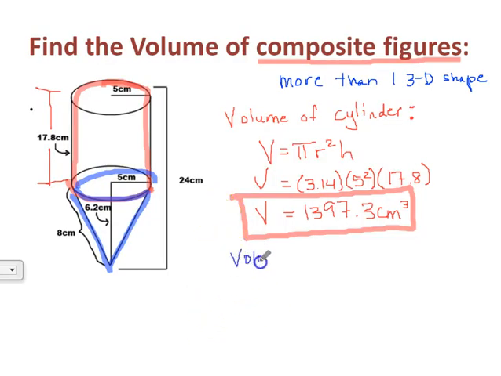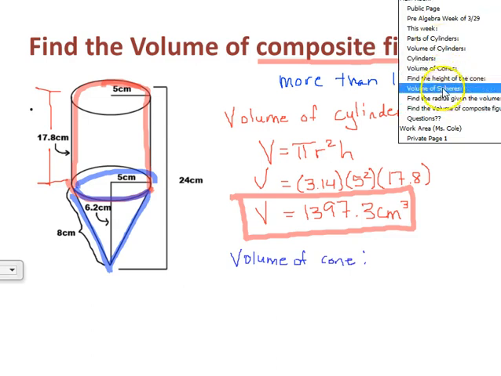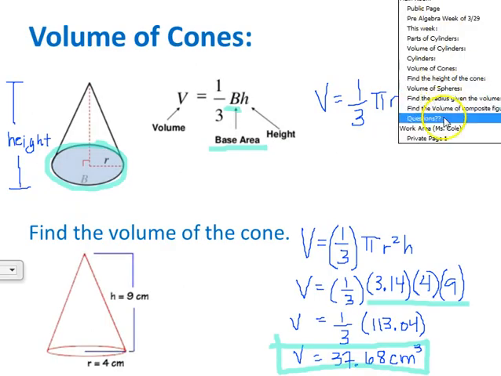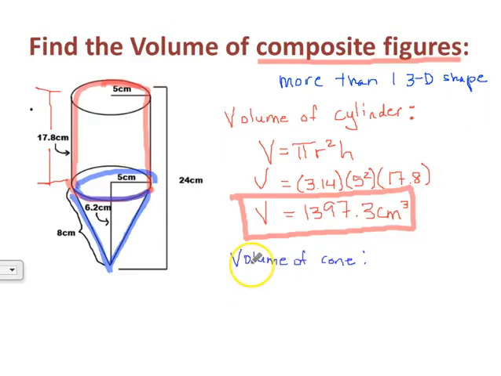Now let's do the volume of a cone. Volume of a cone. And what was the volume of a cone? How do we find that? 1/3 base times height. So volume equals 1/3 the area of the base, which is pi r squared, times our height.